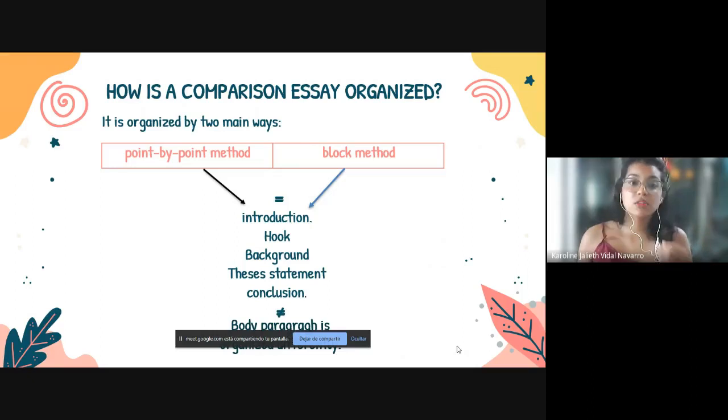Both styles include an introduction that is basically the same as other essays: the hook that will engage the reader and introduce both subjects, which is pretty important, the background that will give any essential information that the reader needs to understand the main point of the essay, and then the thesis statement that will focus on the comparison for the reader. And finally, the conclusion. We have to take into account that the body paragraph is organized differently. Everything depends on the method that you choose.